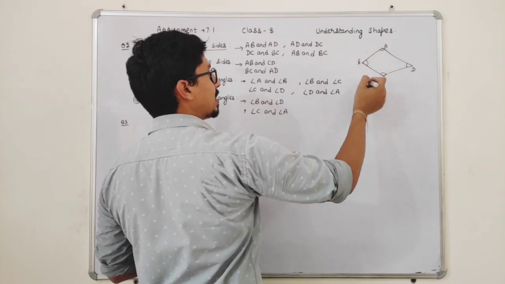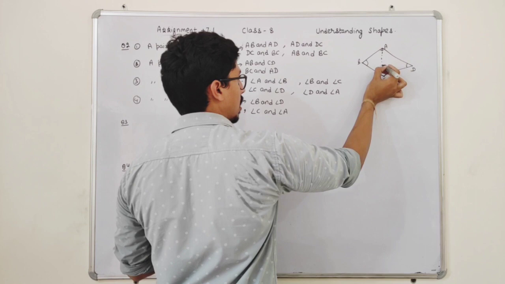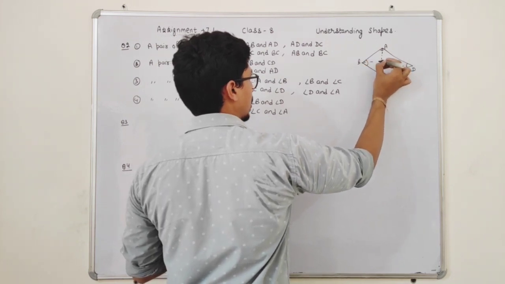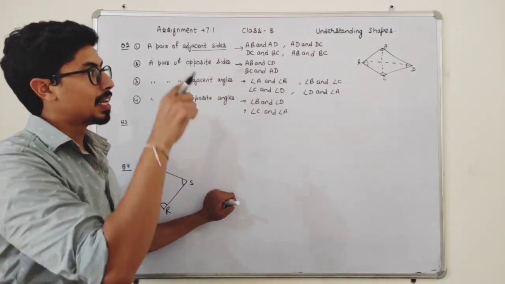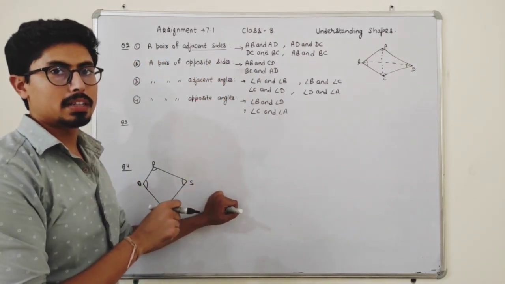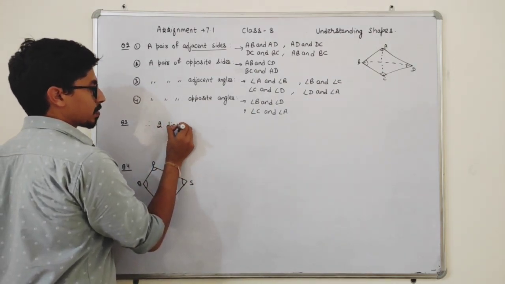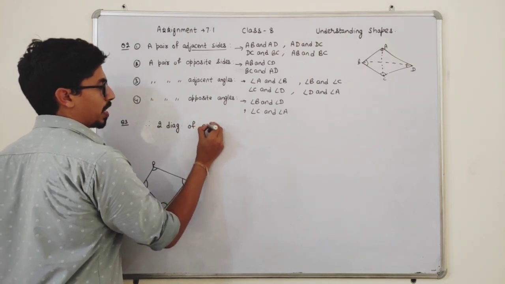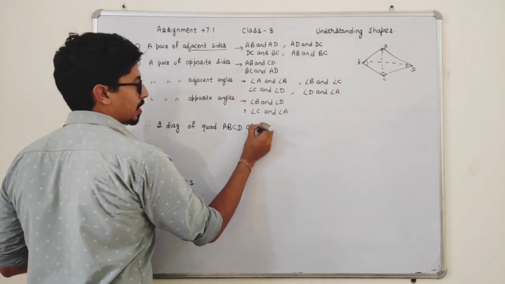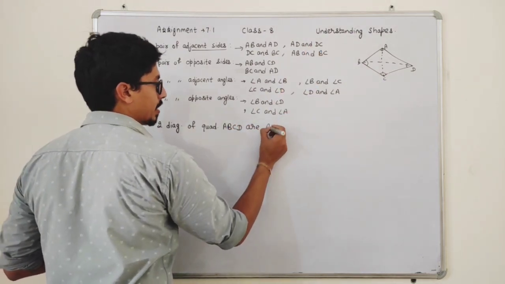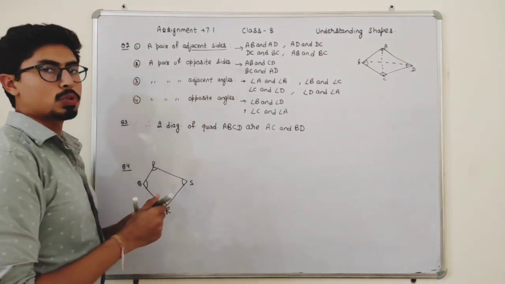See, ABCD. Diagonals are, if I join this and this, that means if I join two opposite angles, then those lines are called the diagonals. Therefore, the two diagonals of quadrilateral ABCD are AC and BD.